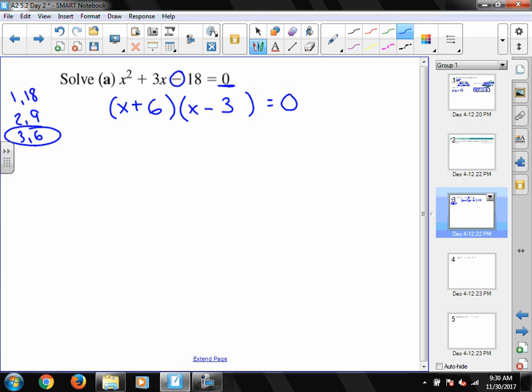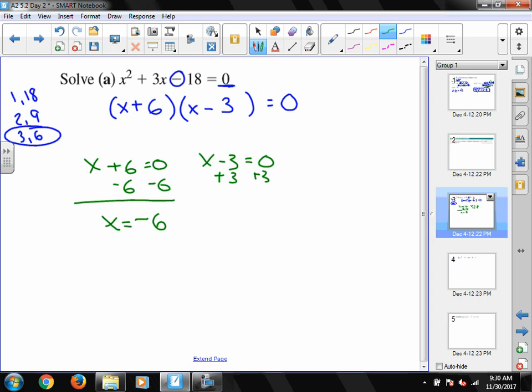Now, the key to the zero product property is that it allows us to take each one of these binomials and set them equal to 0. x plus 6 equals 0, x minus 3 equals 0. We can solve these. I subtract 6 from both sides over here, and I get x is equal to negative 6. I add 3 to both sides over here, and I get that x is equal to 3.